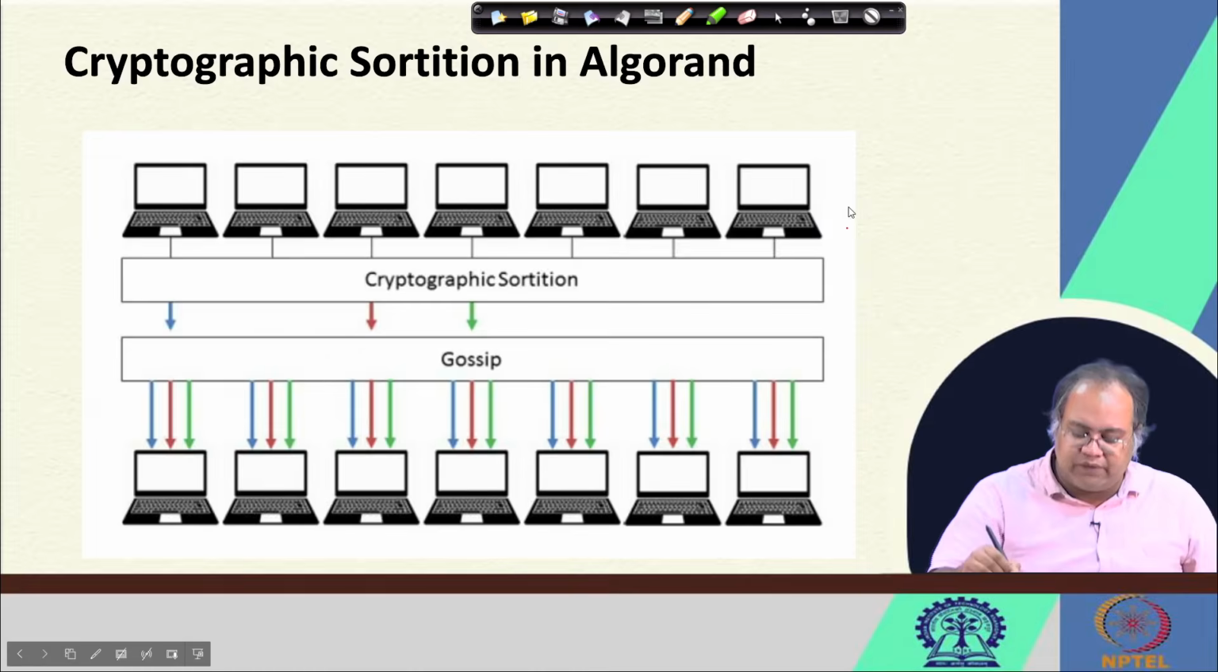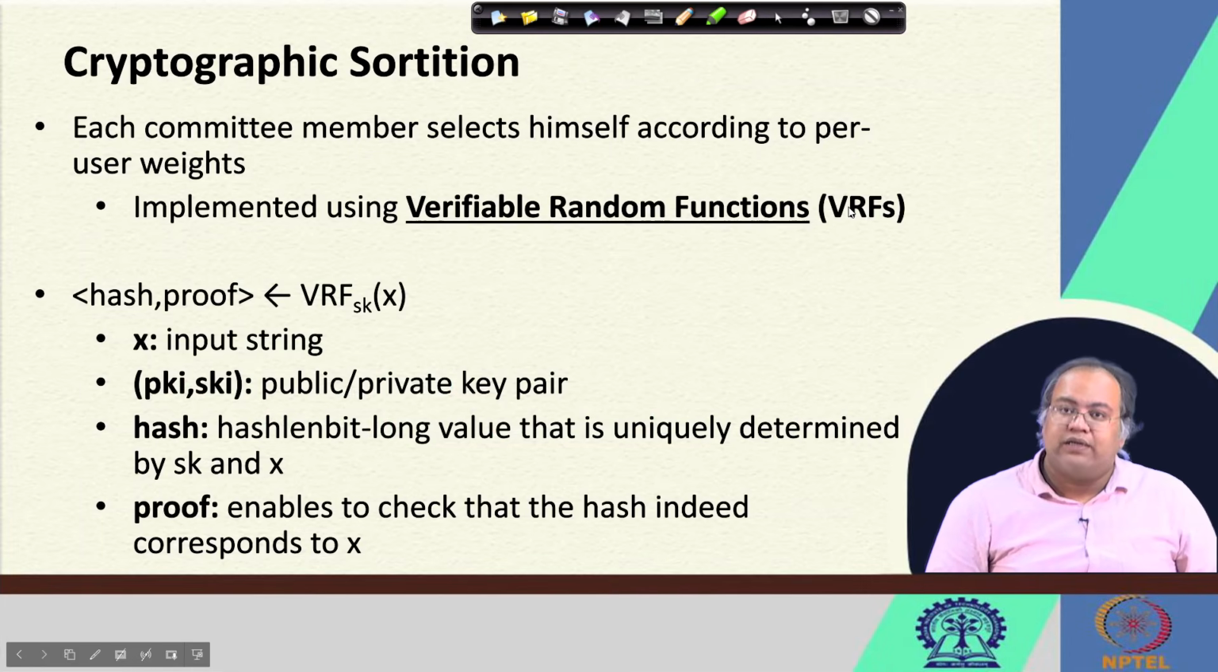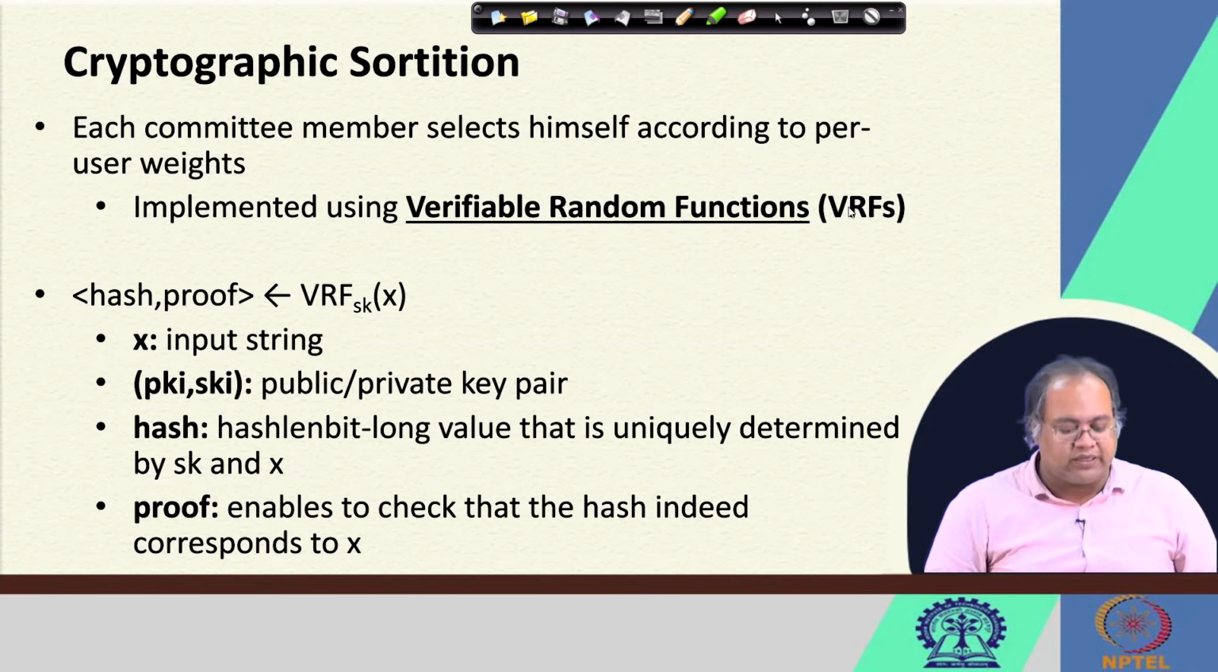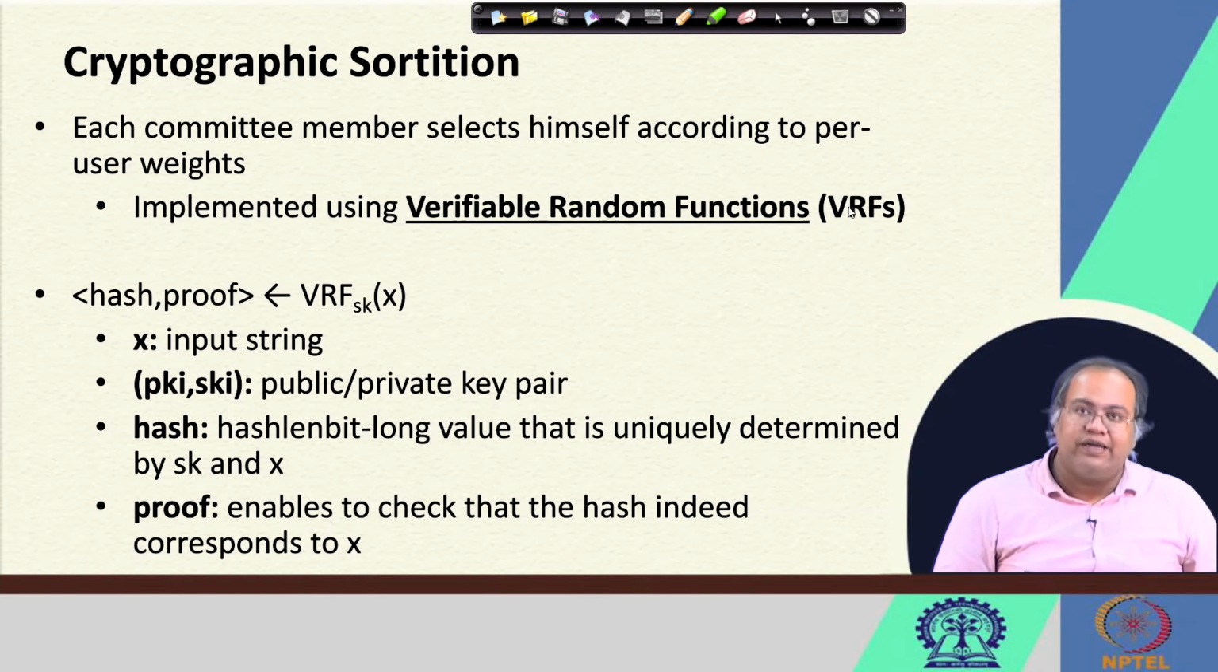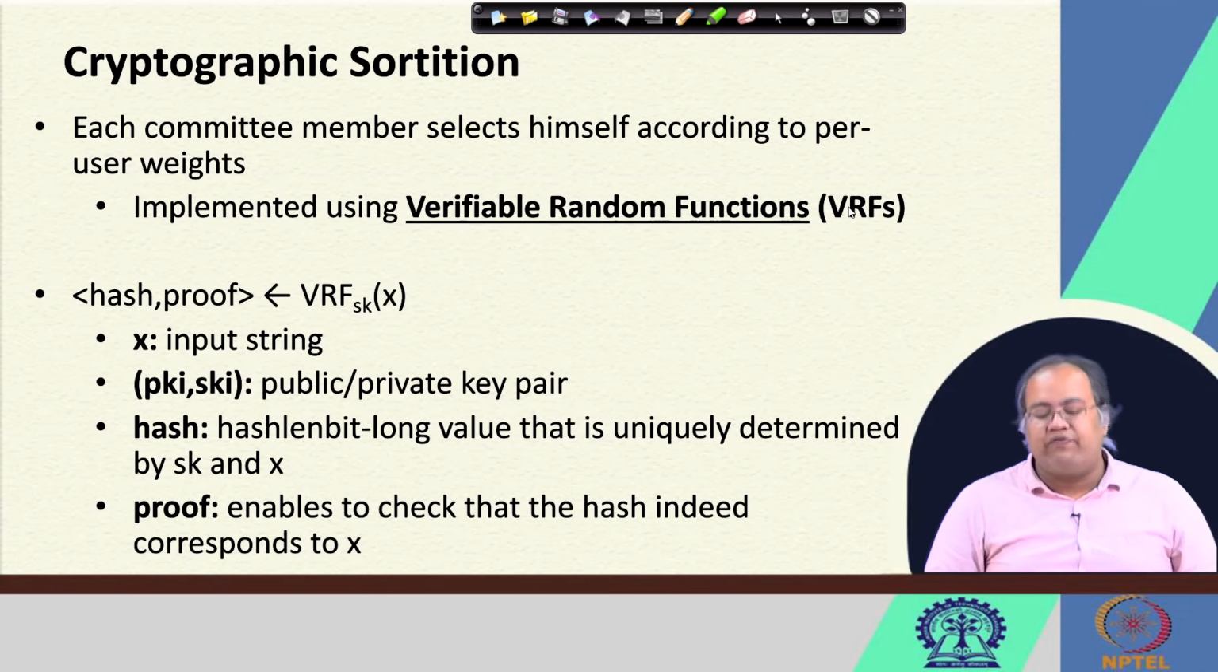So, let us see what this cryptographic sortition algorithm is. The cryptographic sortition algorithm works in this way: each committee member, as I mentioned earlier, selects himself or herself according to per-user weights. This weight comes from the amount of money that individual users have, and this is implemented using something called a verifiable random function, or VRF. So, this is the magic that is being done.